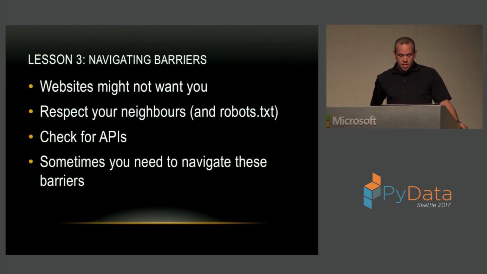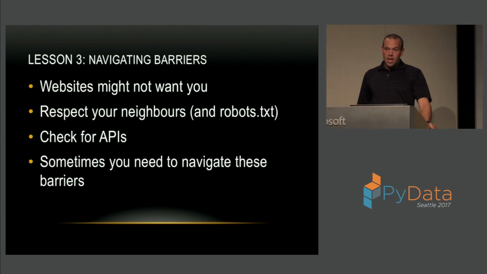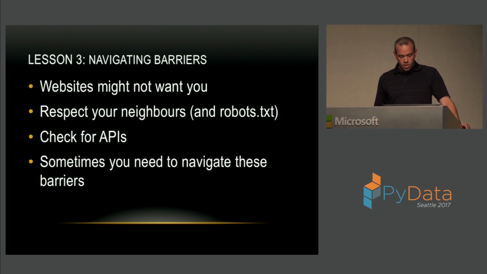So that kind of leads into the third lesson. Websites may not want you, and if you keep hammering them for requests, you're going to DDoS them. So you kind of need to throttle your own scripts. Websites might not want you for a number of reasons, so it's kind of an ethical question whether you should be scraping them, and that's up to the individual person. You should be respecting your neighbors on the internet. You shouldn't be hampering their resources, and you should be respecting robots.txt.